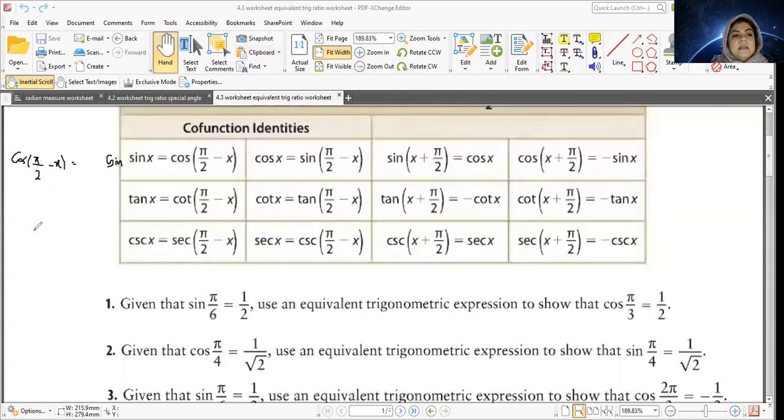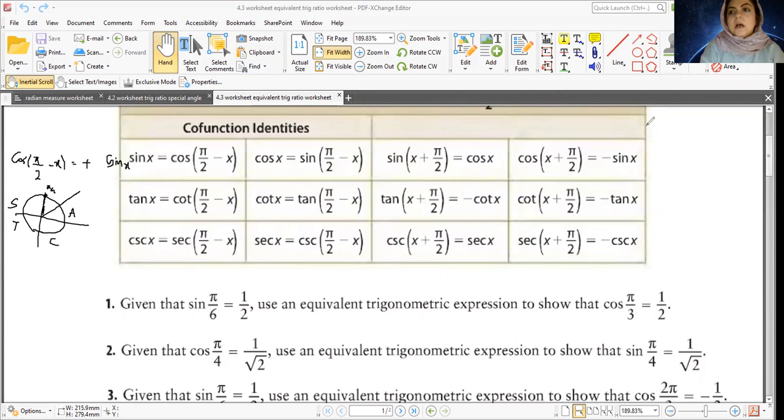So pi over 2 minus x, on a unit circle. Here is 90 degrees, it's pi over 2, right? Minus x means you have to go back. How much? By an angle x. So you just go backward, and you will be here. Every trigonometric ratio here is going to be positive. See the CAST rule, CAST. A means all of them are positive. So it's going to be positive here. Make sure this is sine of x. You don't have pi over 2 anymore.